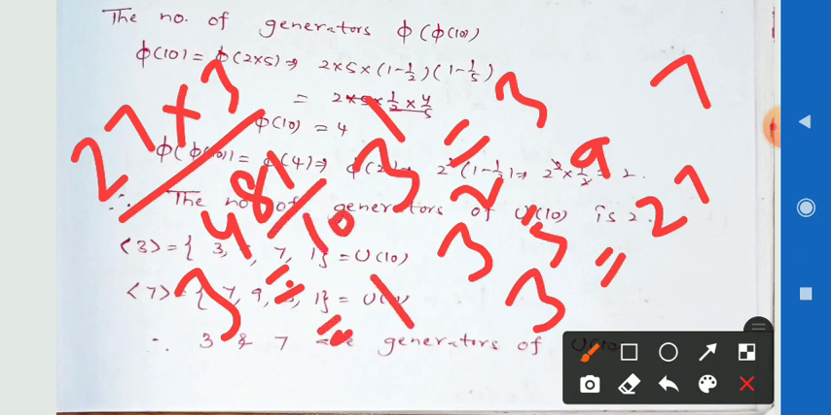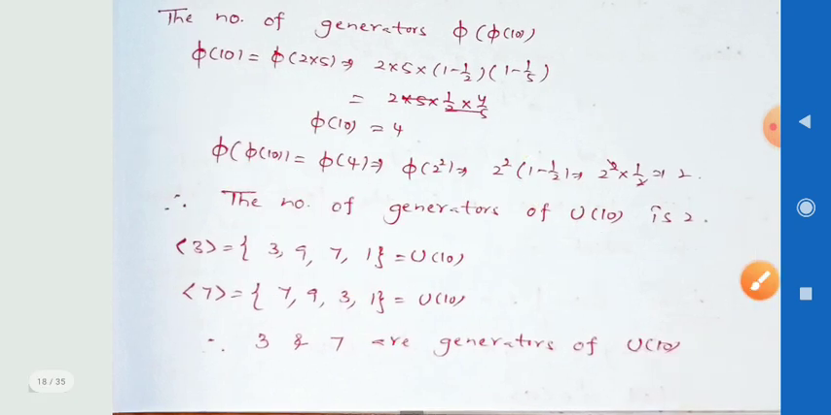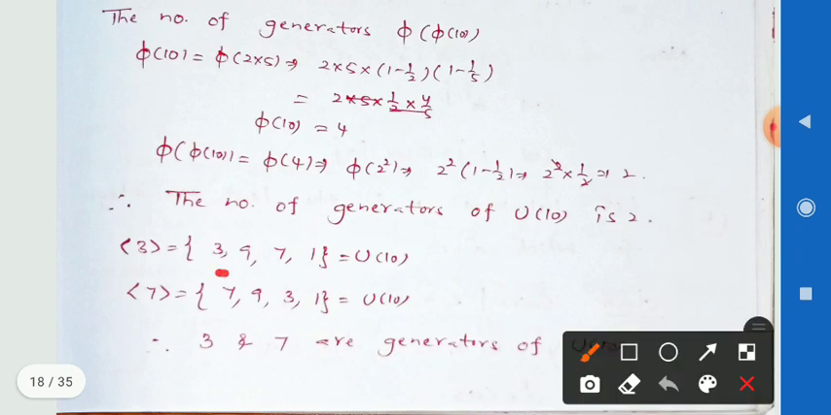The 3 power 1 value is 3, 3 square value is 9, 3 cube value is 27. Dividing by 10 we can get 7, and similarly 3 power 4 is 81, and 81 divided by 10 we get 1. Means the set of generators of 3 is 3, 9, 7, 1. Similarly for 7, the generator elements are 7, 9, 3, 1.